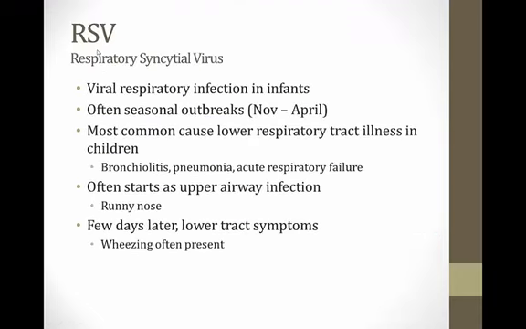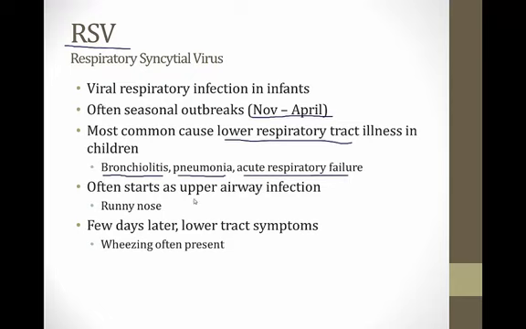Respiratory syncytial virus is called RSV, and this is an infection that occurs in infants and children. The outbreaks are usually seasonal, so they happen in the winter months between November and April. If you do an inpatient pediatric rotation in the winter months, you will see many children hospitalized with RSV infection. It's the most common cause of lower respiratory tract illness in children. It causes a couple of different problems. It can cause bronchiolitis, which is inflammation of the bronchioles. It can cause pneumonia, and it can cause acute respiratory failure.